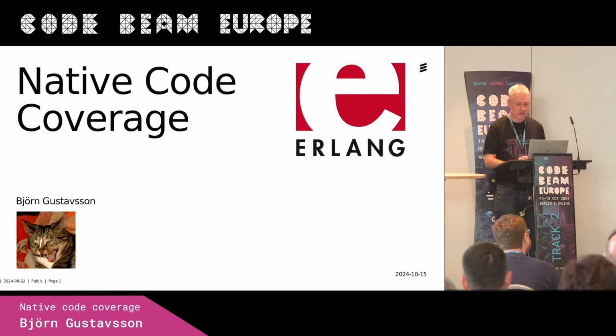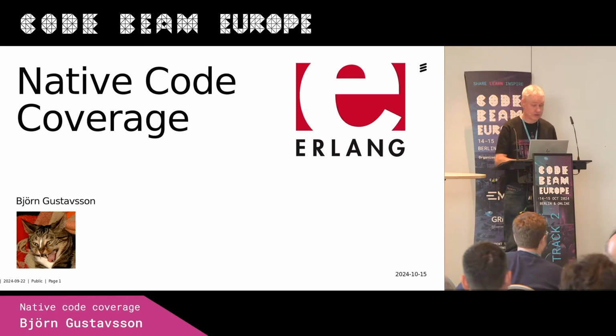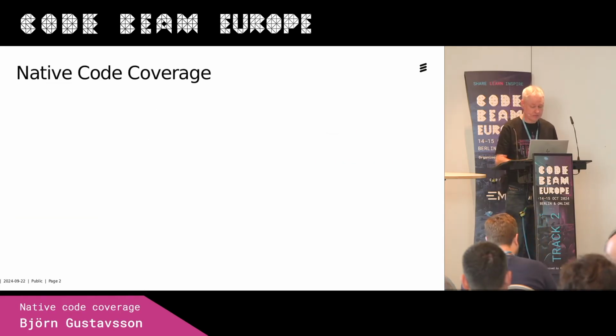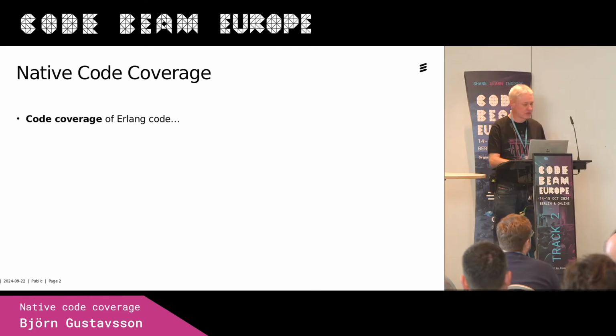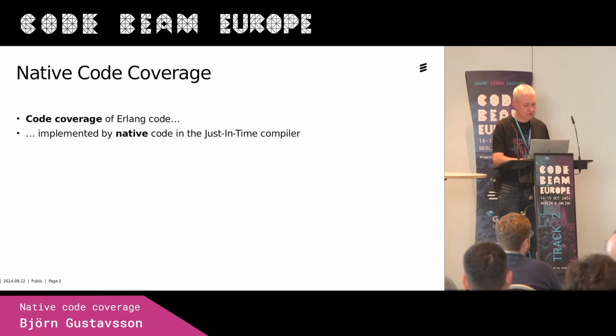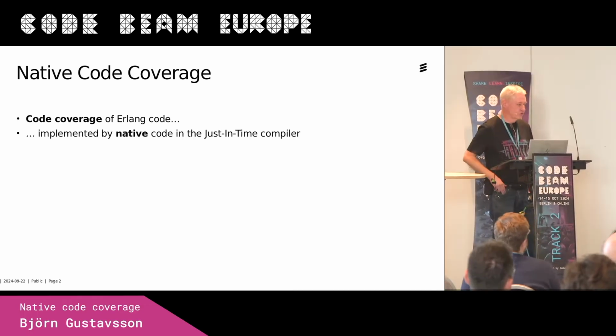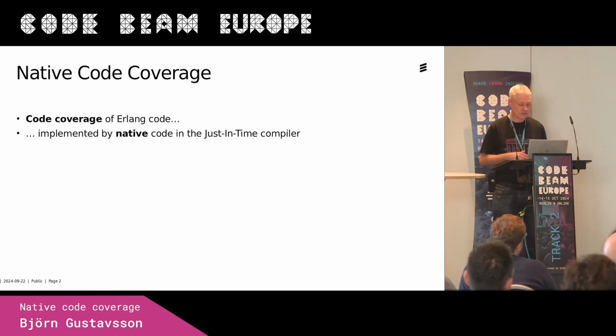So this is not what I'm going to talk about today. I'm going to talk about code coverage. And first, to make some things clear about my title, it could be interpreted in different ways. So a little bit of explanation about that. This is about code coverage covering Erlang code, to see how much of the Erlang code has been executed. And the native refers to native code in the just-in-time compiler, the JIT. So that's why native is in front.